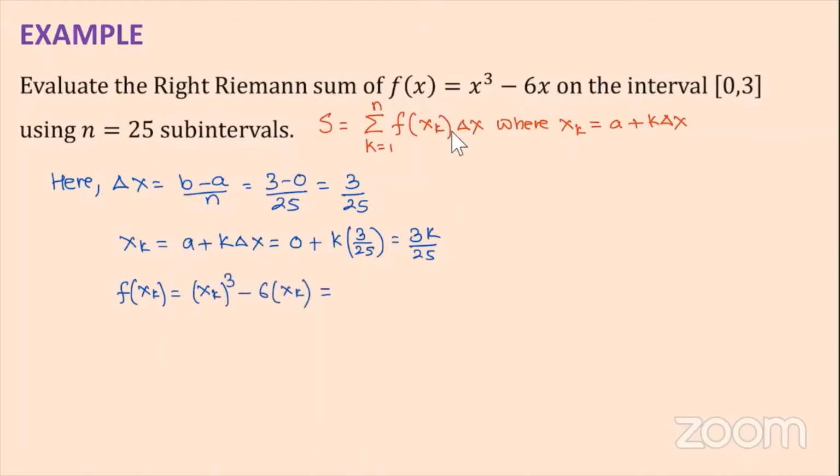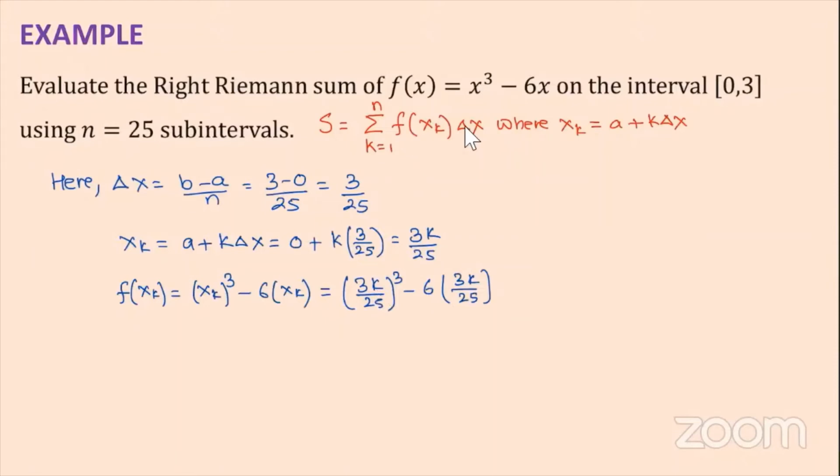Now let's plug in the value. This xk is 3k over 25. So (3k over 25) cubed minus 6 times 3k over 25. So that is the value of f of xk. Once we have all of these ready, then we can plug into this formula. If you want to simplify this further, you can definitely do that. But if you want to leave it like this, that's totally fine. I'm just going to leave it here and plug into the formula.